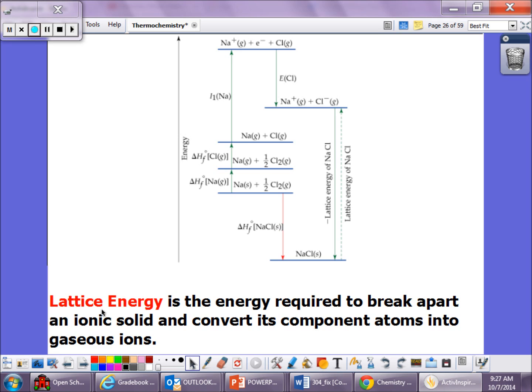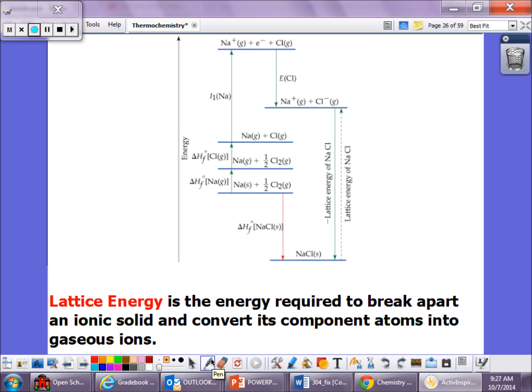So you can go both ways. You can go with minus lattice energy. Instead of forming, you break down. So it can go both ways. To form 1 mole of an ionic solid from its gaseous ions, or to break down a mole of an ionic compound into its gaseous ions. One will be negative, the other one will be positive. Let's see the different energies involved.